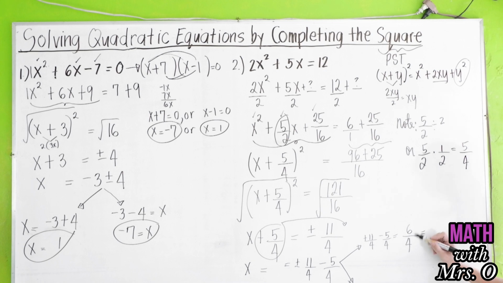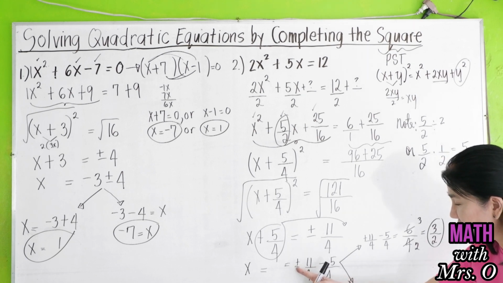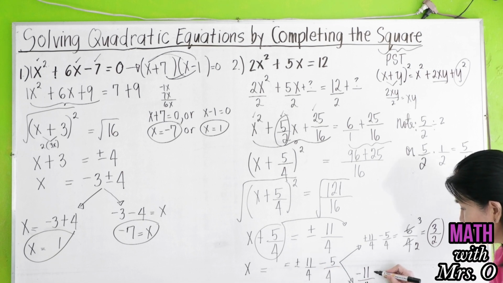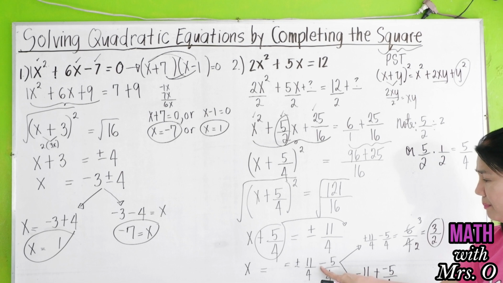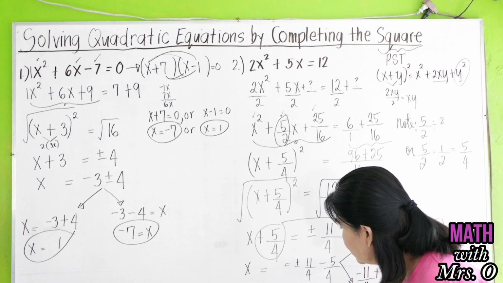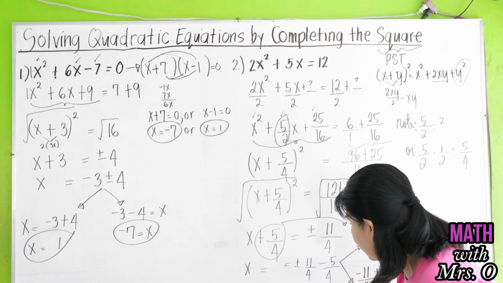Can we simplify this? They're both divisible by 2. 6 divided by 2 is 3. 4 divided by 2 is 2, or 3 halves. We have a second value, negative 11 over 4. So negative 11 over 4 minus 5 over 4. This means plus negative 5 over 4. By definition of subtraction, when you have a minus 5 over 4 here, it means plus negative 5 over 4. So now we get here negative 11 plus negative 5 is negative 16 over 4. And this is negative 4. There. So therefore, if your teacher asks you to summarize your answer, you have x is 3 halves or negative 4.